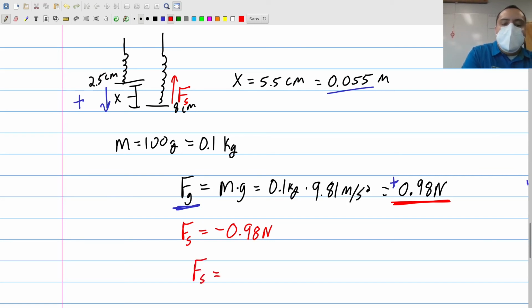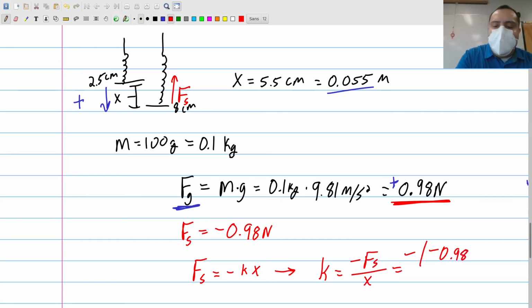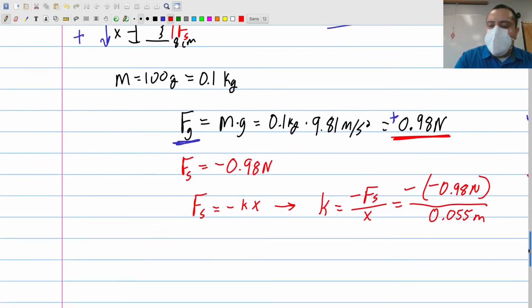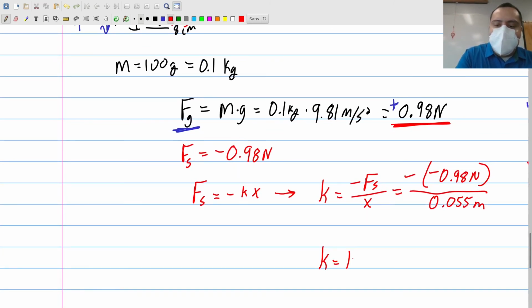Now that we have that, we can calculate the spring constant of this spring. The force of a spring is equal to negative kx, so I can move that around and say k is equal to negative the force of the spring divided by x. This is equal to negative, negative 0.98 newtons, divided by 0.055 meters. When I do this, I get 17.818. So for this very loose and stretchy spring, k is equal to 17.818 newtons per meter.